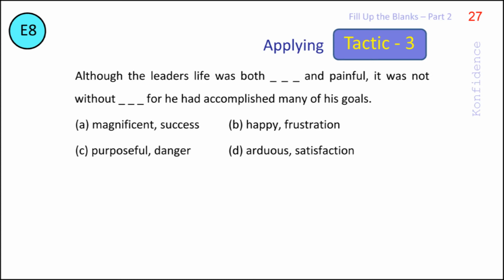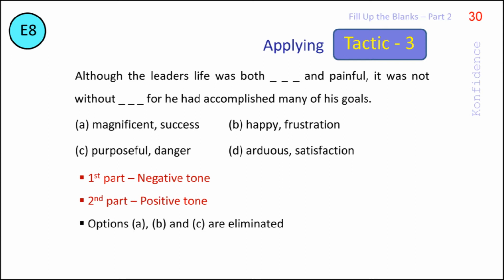When we read the sentence carefully, we understand that the first part of the sentence is negative in tone and the last part of the sentence is positive in tone. So the first words, magnificent, happy, purposeful, in options A, B, and C, respectively, cannot be placed in the first blank because they have a positive tone. Especially the words magnificent and purposeful do not make any sense in this context. As the last part of the sentence is positive, another positive word, happy, does not suit here.